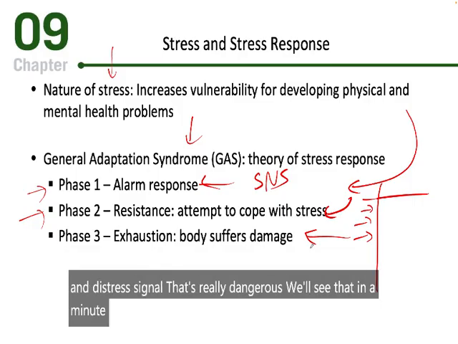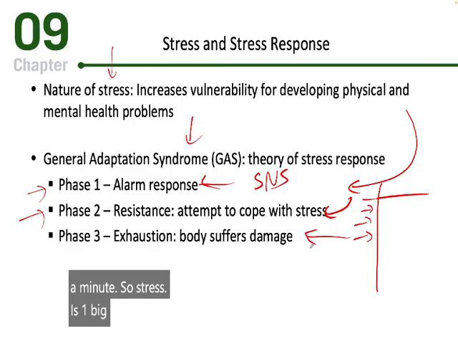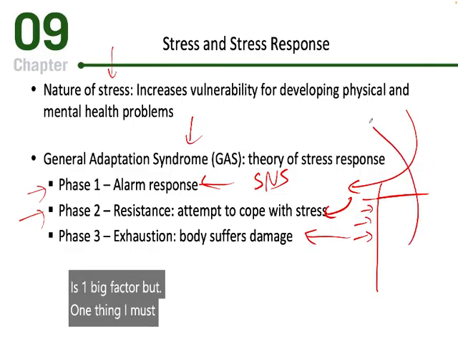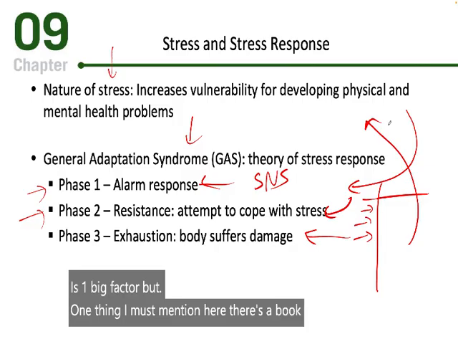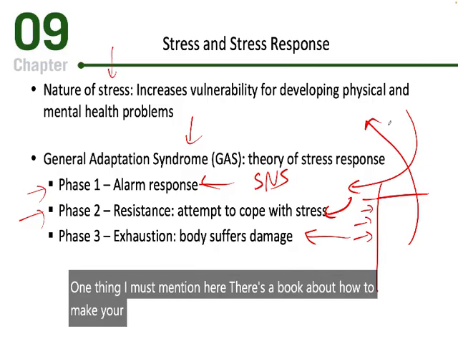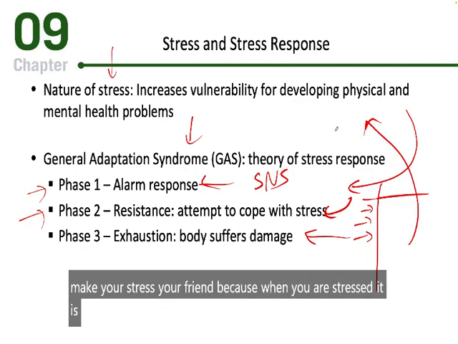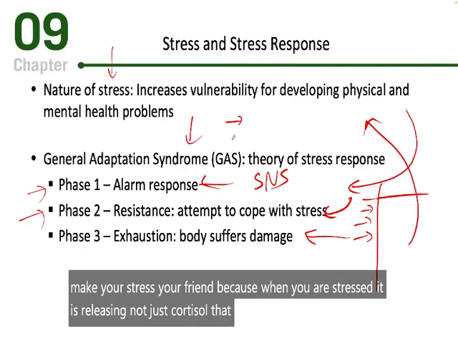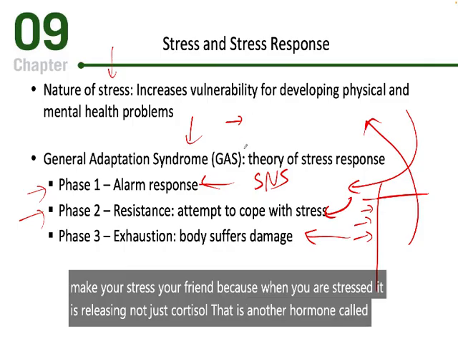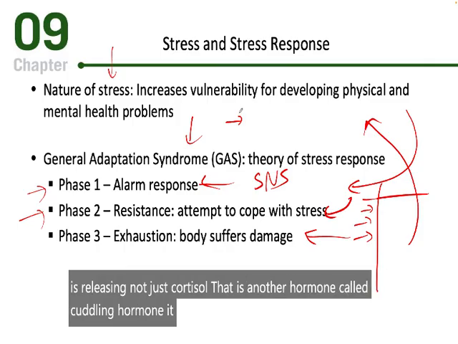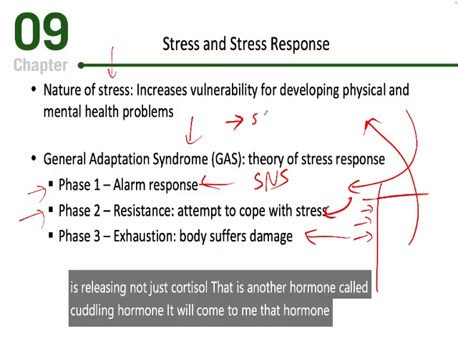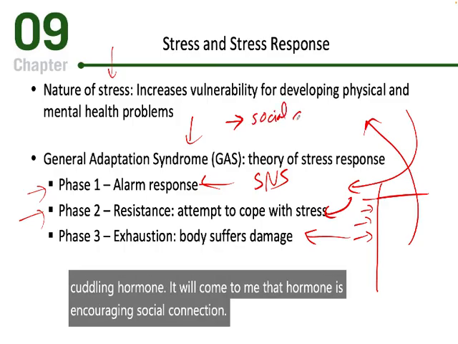So stress is one big factor. But one thing I must mention here: there's a book about how to make stress your friend, because when you are stressed, it is releasing not just cortisol. There is another hormone called the cuddling hormone. That hormone is encouraging social connection.